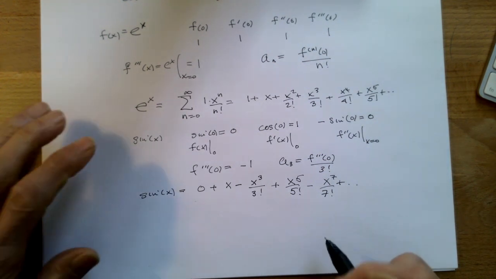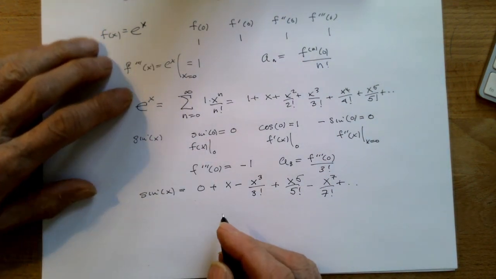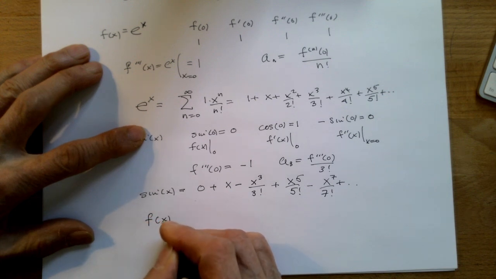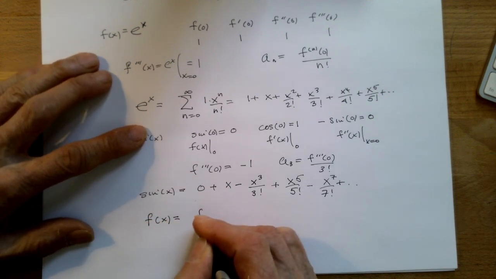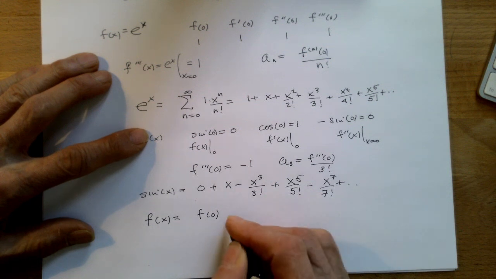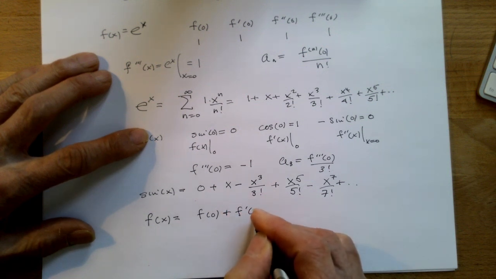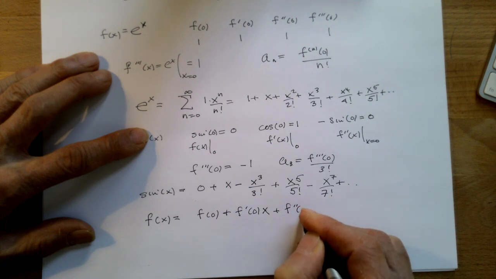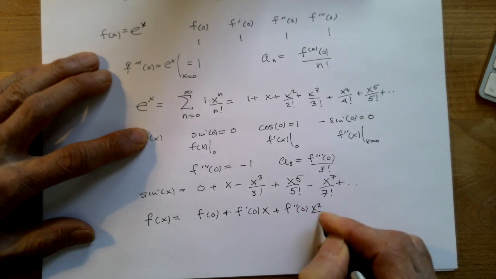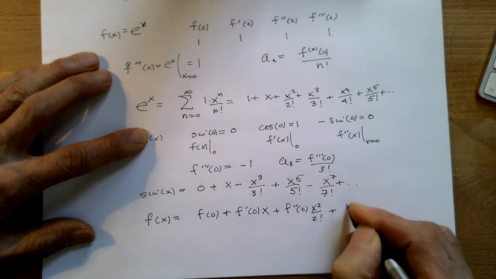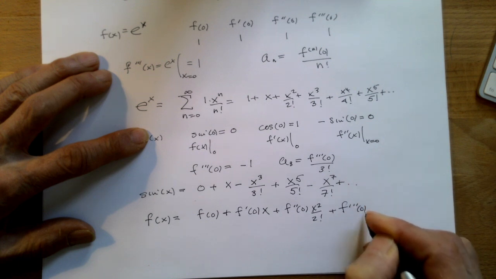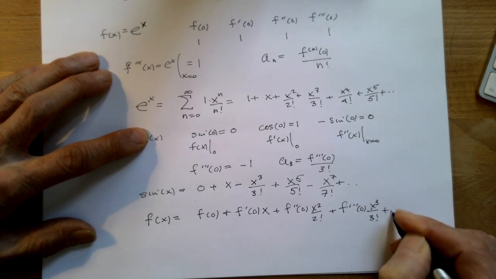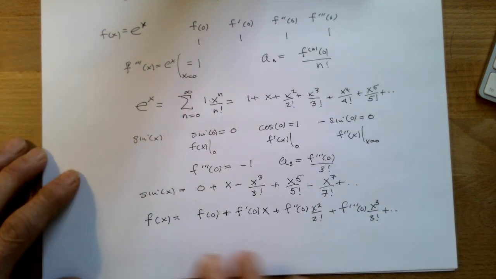But I want you to remember, let's write it one more time. The Maclaurin series for a general function f of x is going to be the value of the function at 0 plus the derivative at 0 times x plus the second derivative at 0 times x squared over 2 factorial plus the third derivative over 3 factorial. And that's how it works.